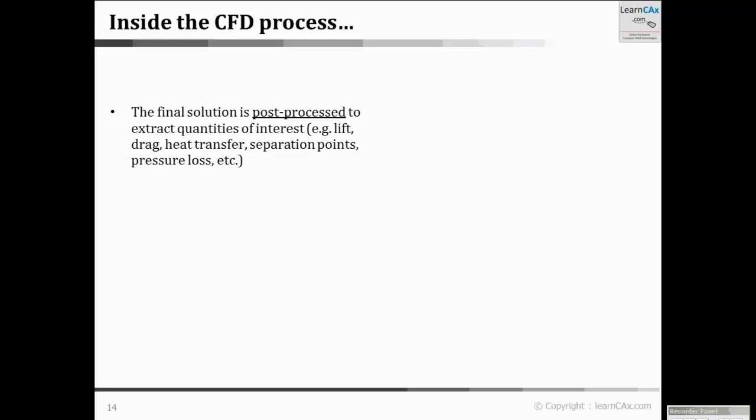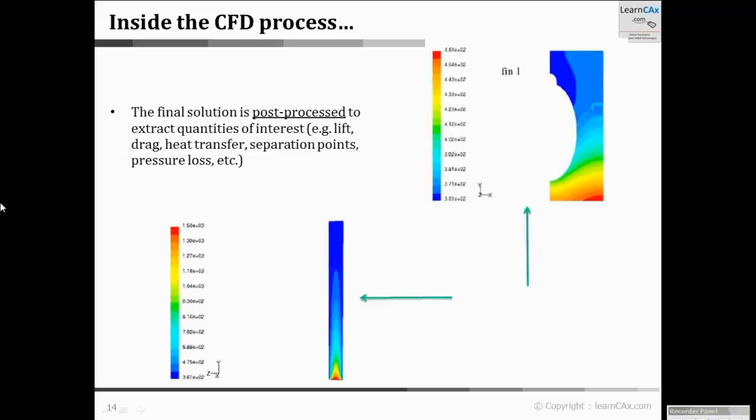Once we do that, what we get is basically a huge number of data or numbers. That data has to be put into a useful form by using various representations like contours, vectors, path lines, etc. As you can see, some of the contour examples are shown here.